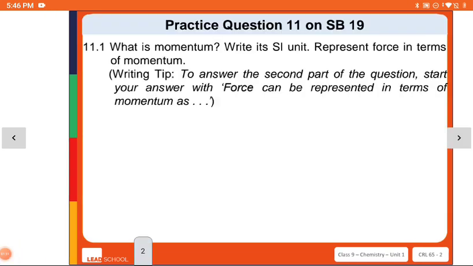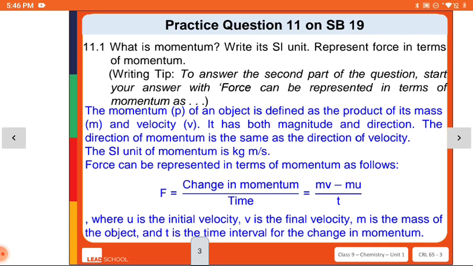First of all, we practice question number 11 on SB 19. What is momentum and its SI unit? Momentum of an object is defined as the product of its mass and velocity. It has both magnitude and direction. The direction of momentum is the same as the direction of velocity. The SI unit of momentum is mass into velocity: mass is in kg and velocity is meter per second, so the SI unit is kg meter per second.